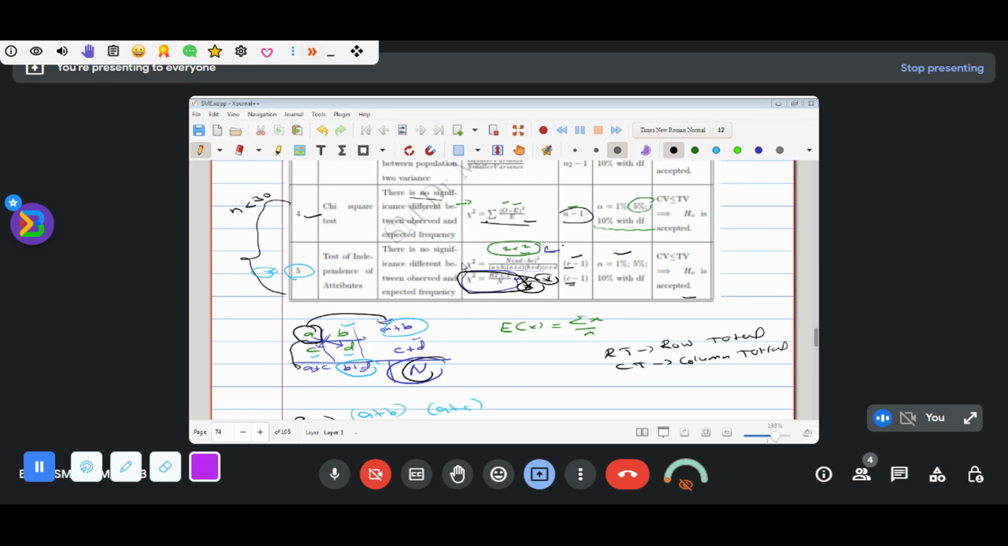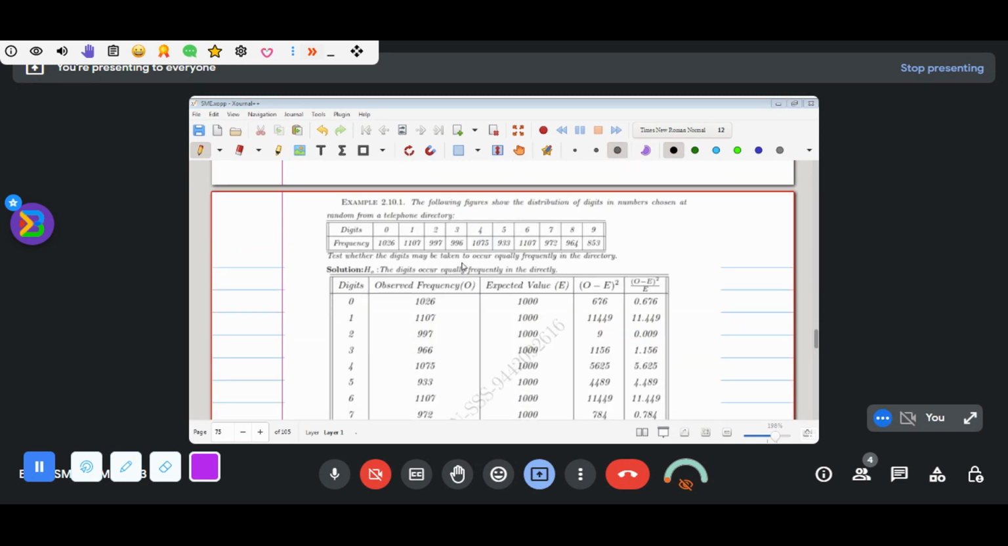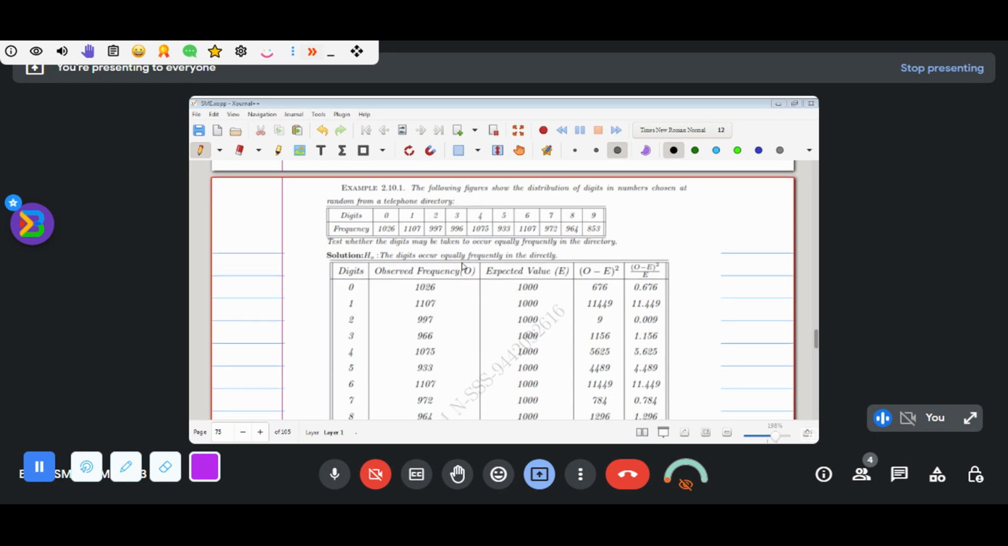I move to the problem because it is a very important concept. How to find the chi-square test in a very easy way. This is the first problem. Digit and frequency, the telephone directory concept. So what is a digit here? 0 to 9. You know the mobile or telephone concept. The values are 0 to 9.